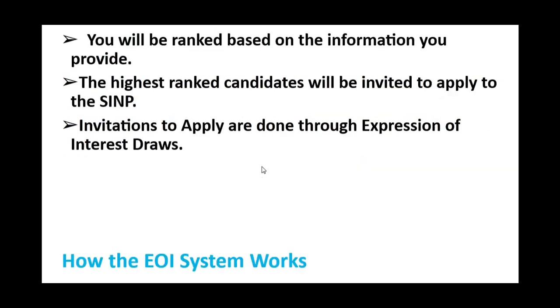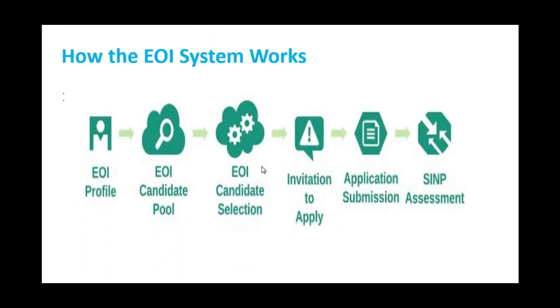So this is how it will work, and this is one simple graph. First you need to create your profile, then you will be entered into the pool. After the pool, if your points are higher, then you will get selected and you will get the invitations to apply. And once you get the invitations to apply, you have to submit your application, and then SINP will start your assessment for the provincial nomination.